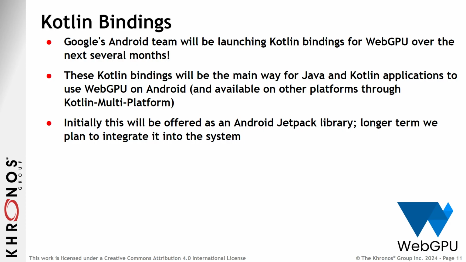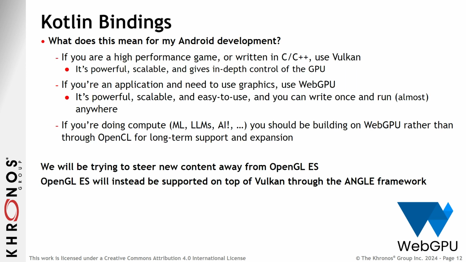So initially, this is going to be offered as an Android Jetpack library, but the plan is to integrate it deeper into the system. So what does this mean if you're an Android developer? Well, if you're a high-performance game, or you're written in C or C++, use Vulkan, at least for now, okay? There are plans, and we can talk about them after the BOF.